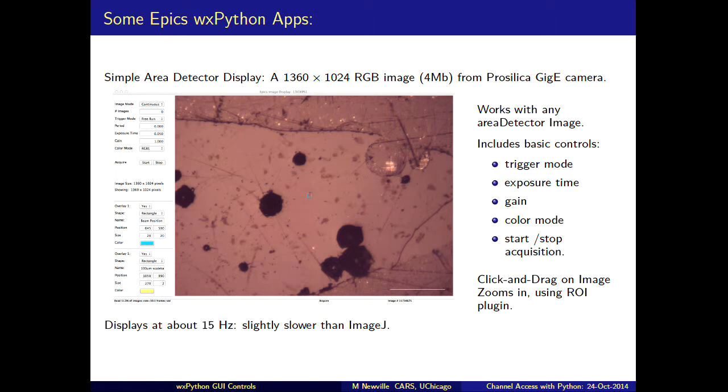OK, so here I'll show you some of the GUI apps that we have. You might be interested in using them, you might be interested in modifying them, or you might get some ideas of the kinds of things you could do. So here's an area detector display. This is a Prosilica GigE camera, a 4 megabyte camera, and we have this running at our beamline basically full time.